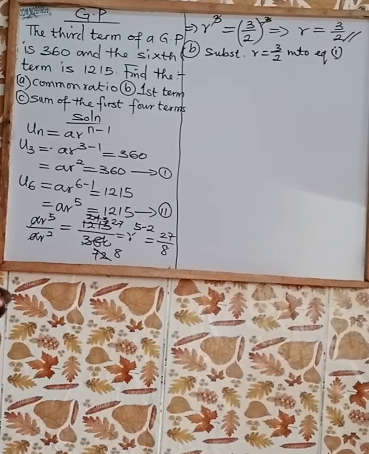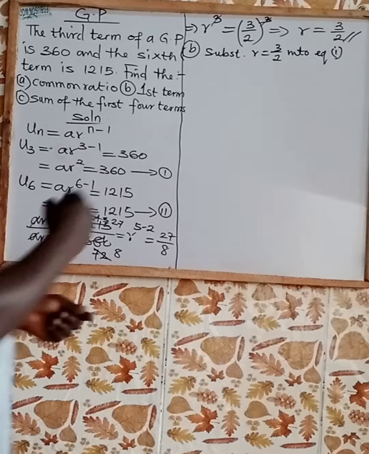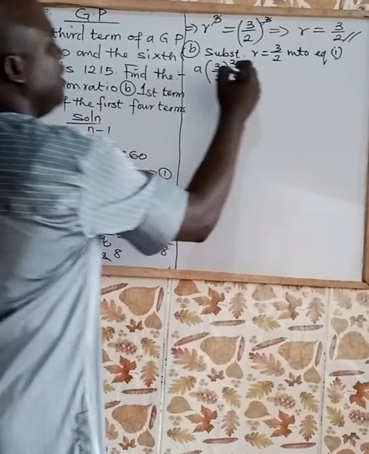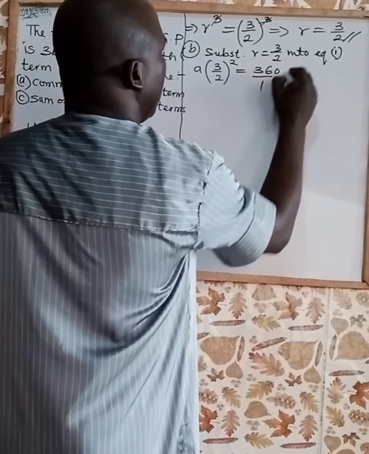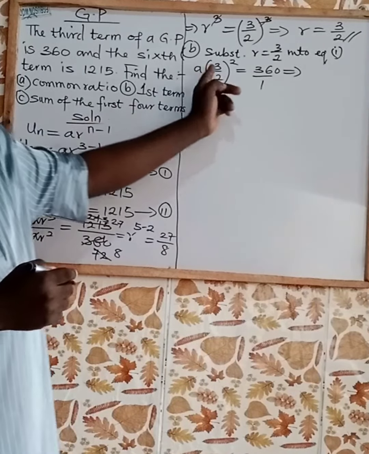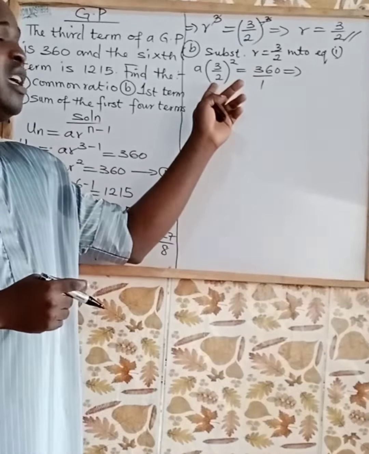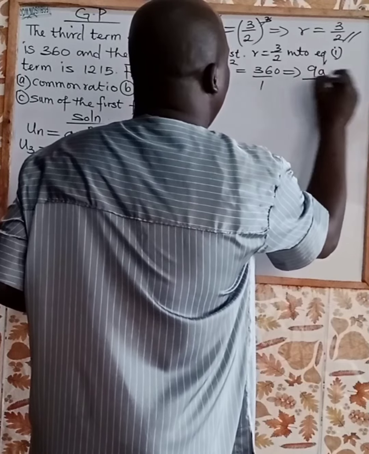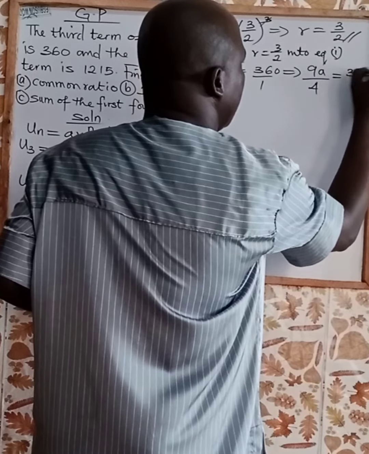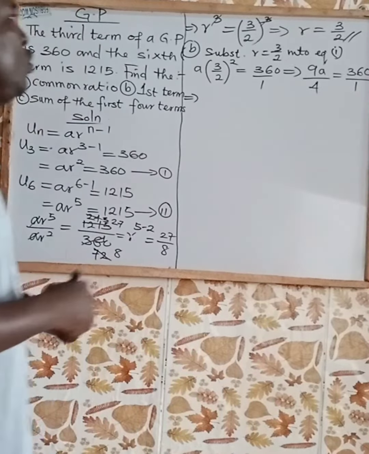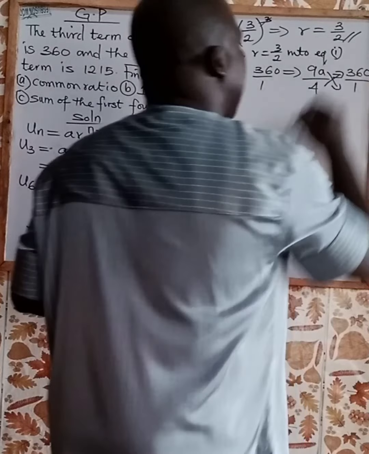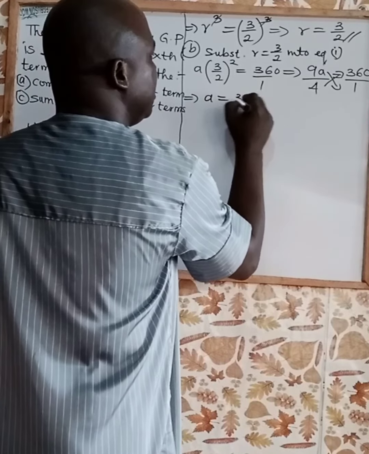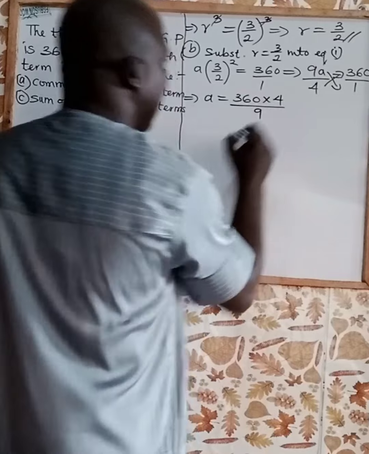If you substitute this into equation 1, what are you going to have? You are going to have A times (3/2)² equal to 360 over 1, which, when you simplify it further, 3 squared gives you 9, that's 3 times 3, and 2 squared gives you 2 times 2, which is 4. So that will now give us 9A over 4 is equal to 360 over 1. Now, cross multiply this and make A the subject of the formula.